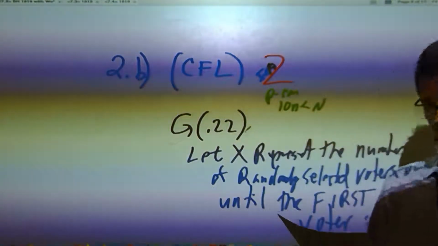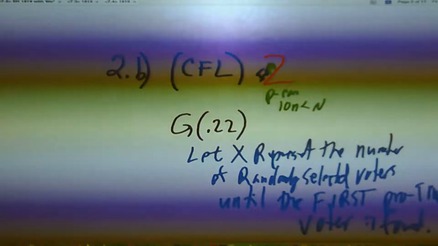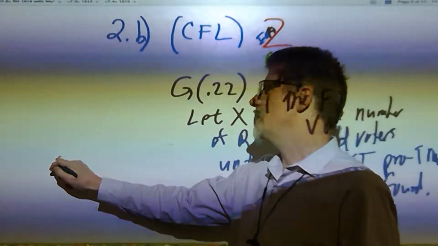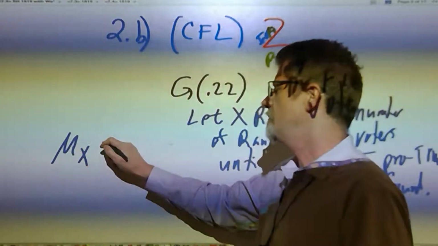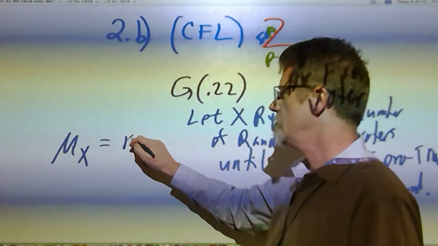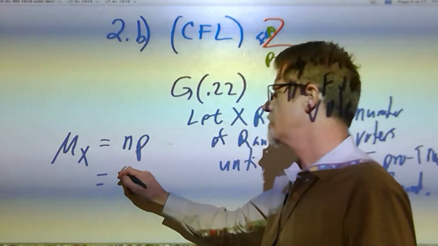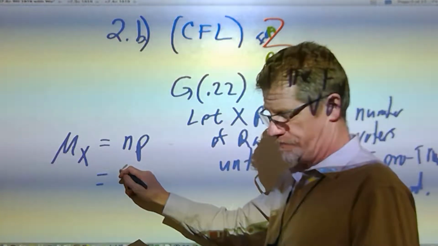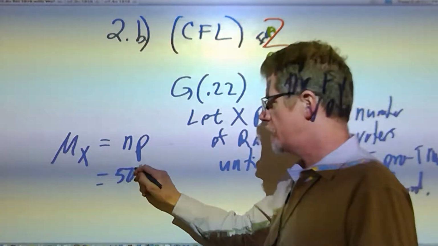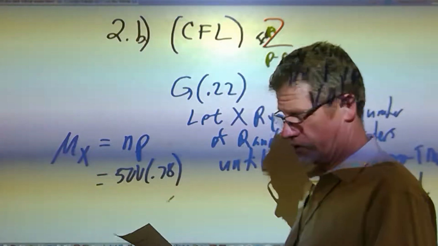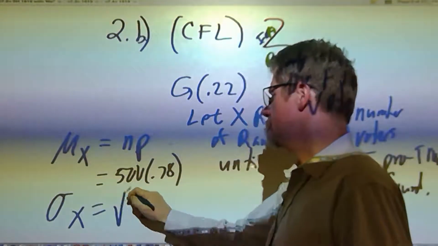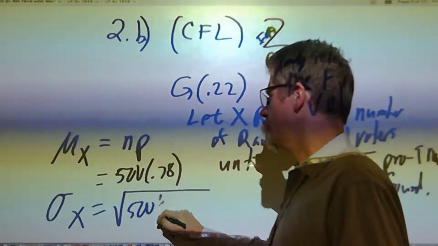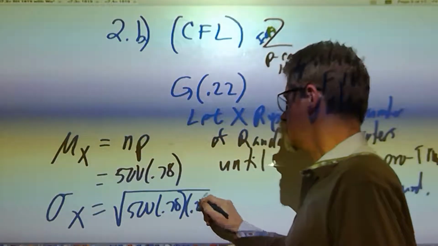All right. Now, in part D, it said find the mean and standard deviation for the number of voters in the sample that we would expect to have voted for Mr. Trump. And I gave you that formula right at the end of class yesterday. The mean of a random variable is going to be n times p. So I hope you took 500 times 0.78 to get your answer for part D. For the standard deviation of random variable x, I hope you took the square root of 500 times 0.78 times 0.22.